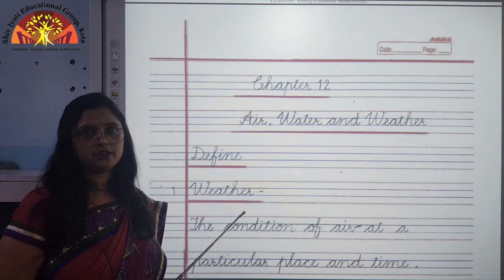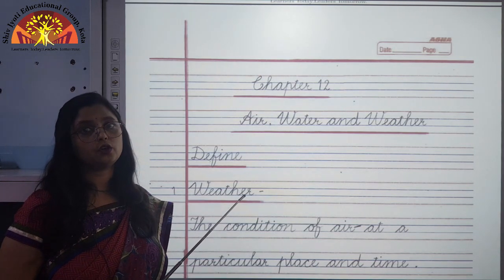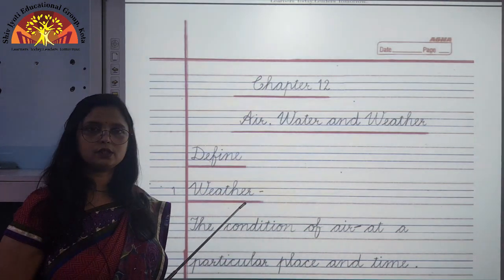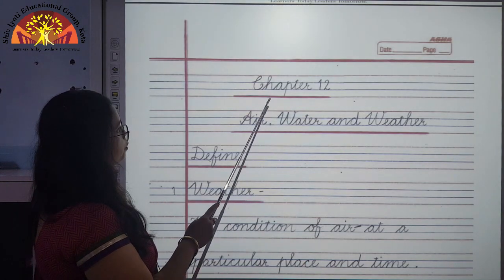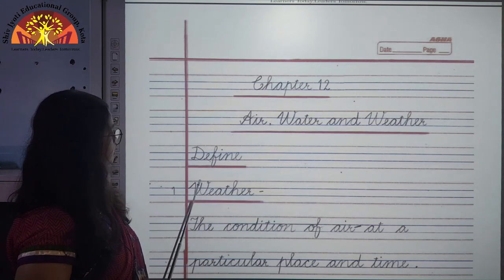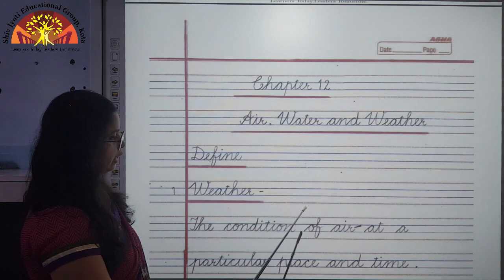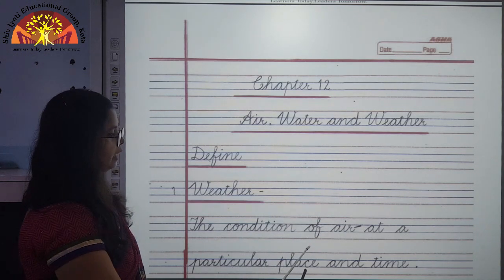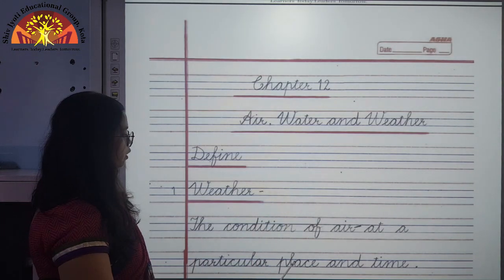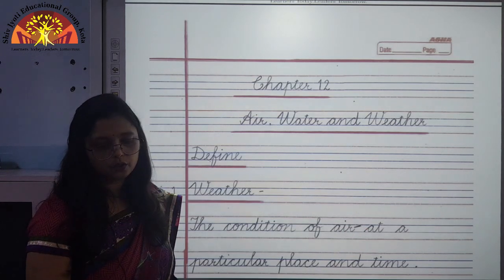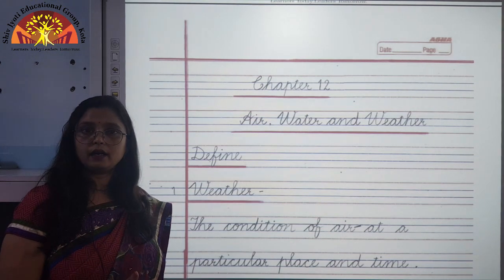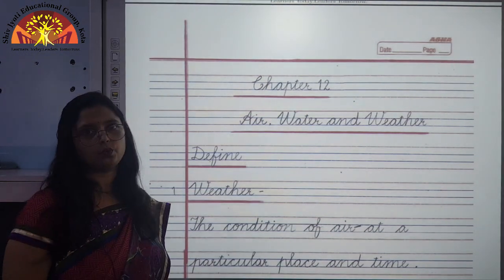So children, this definition you have to do in your copy. So do it in your school notebook and put the red margins properly with a ruler, and do your work neatly with good handwriting. So how do you have to do it? Put the name of the chapter, then the heading of the chapter, and then write define. So define here is weather: the condition of air at a particular place and time. So what is weather here? The condition of air at a particular place and time. So children, you have to do this work in your copy, and the rest of the copy work which we will discuss in our next video lecture, you have to do in continuation with this.